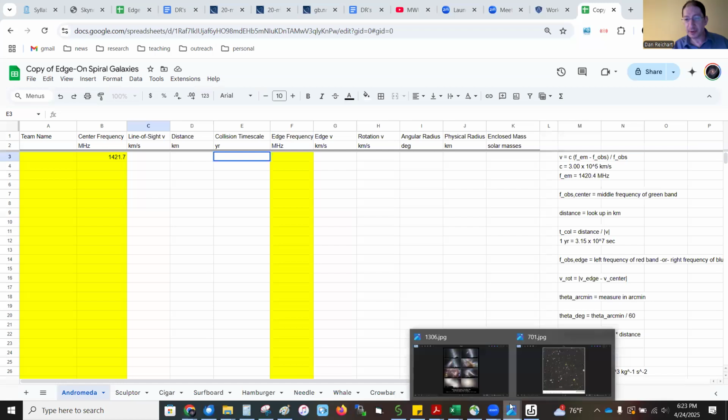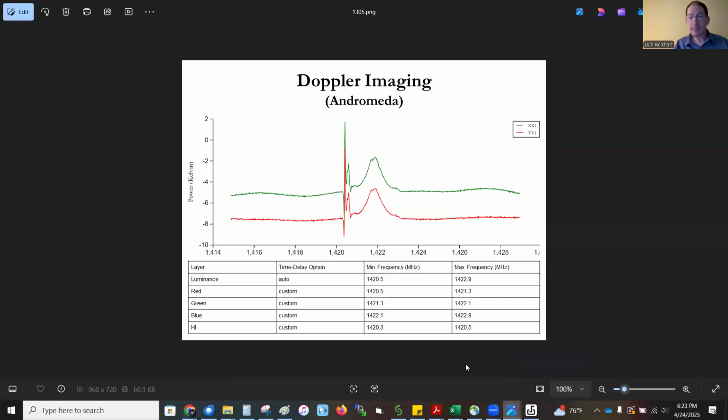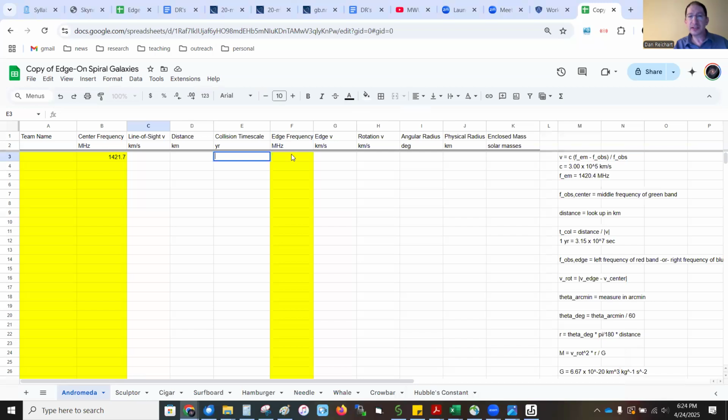Let me put this back up here. Pop back here. So the red band extends all the way to here. The blue band extends all the way to here. So the left side of the red band is 1420.5. The right side of the blue band is 1422.9. Either or, pick one edge or the other. That frequency goes here.